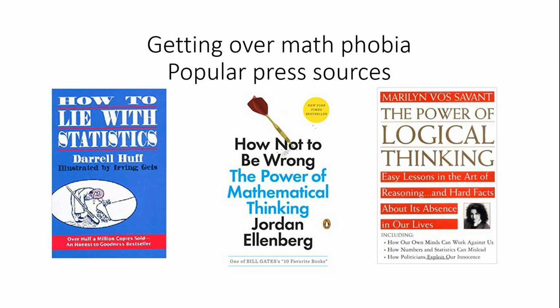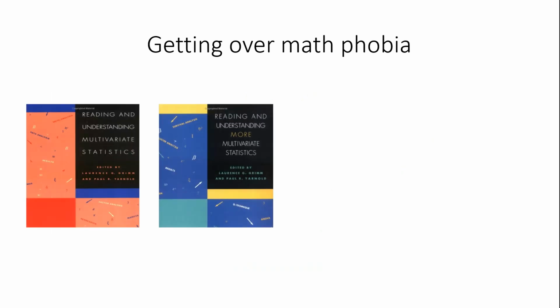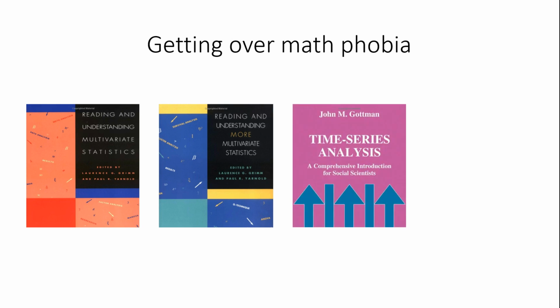And the one on the right, Marilyn Vos-Savant, is a remarkably skilled statistician who has proven the mathematicians wrong more than once. And there are some professional books if you want to learn more about understanding statistics. These two come from APA Press, and they're for the consumer of research, not for the creator of research. John Gottman had to learn time series analysis to study couples, so after he did that, he wrote a book for social scientists. It's an excellent book.